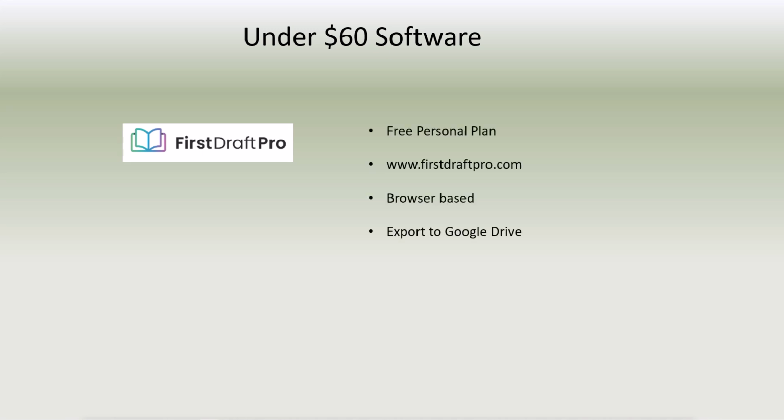First Draft Pro is a web-based software. That is, it runs through a browser on the internet, saving all your files to a cloud-based server. There is a free personal plan, and that's what we're going to be looking at. Being browser-based, that means whether you have a PC or a Mac, the software should work just fine for you. And whenever you go to export your document from First Draft Pro, you will be exporting it through Google Drive. So if you have a Gmail account, that's probably the one you want to use when you're signing up for First Draft Pro.